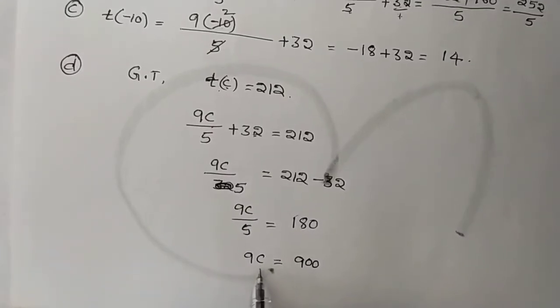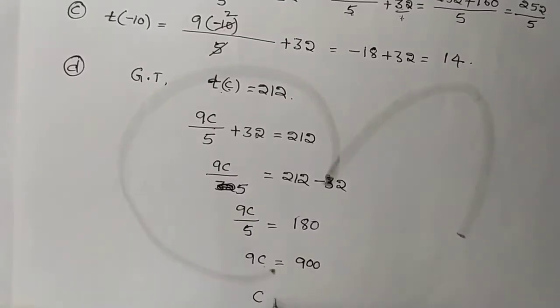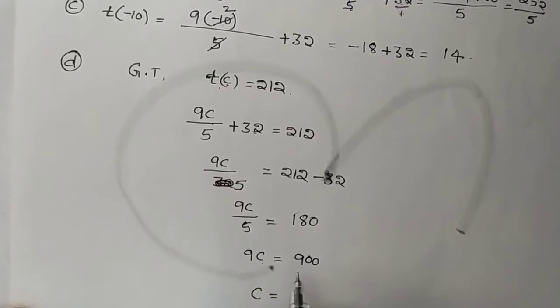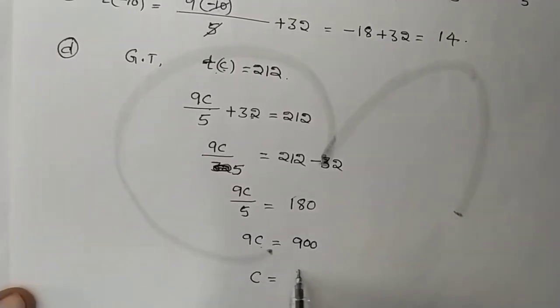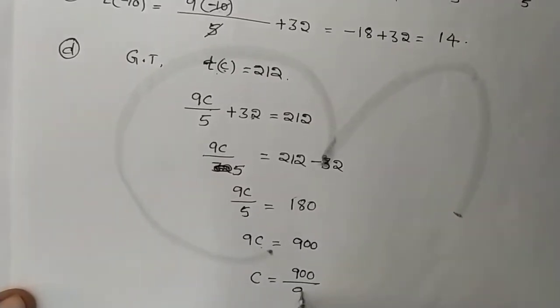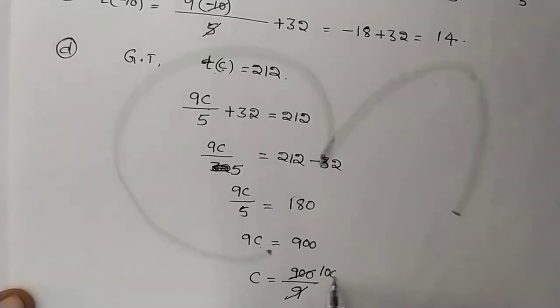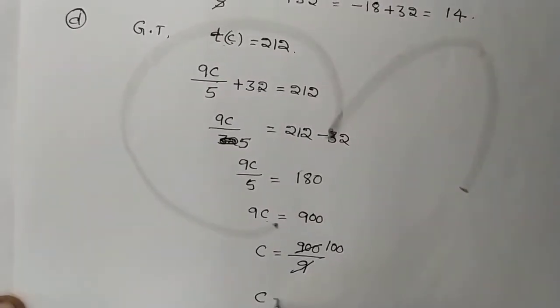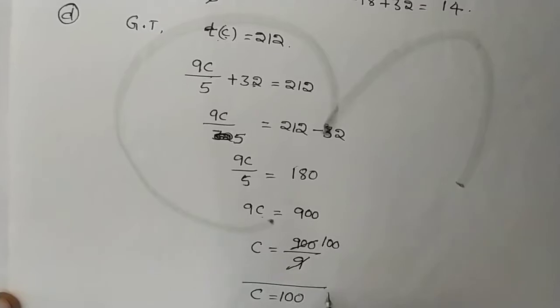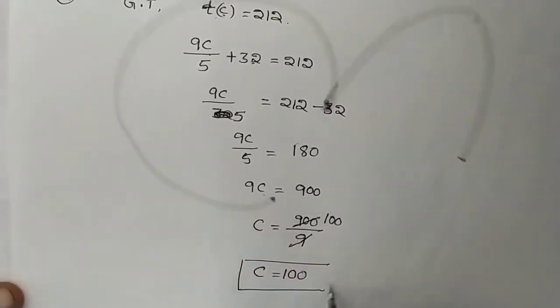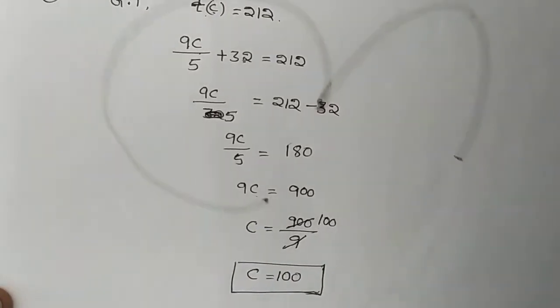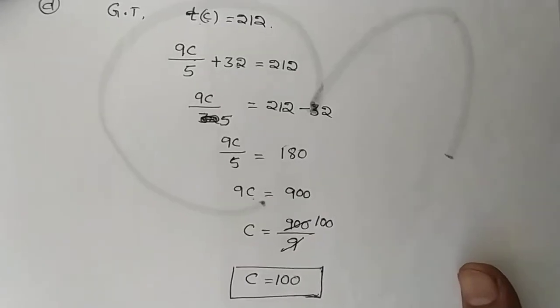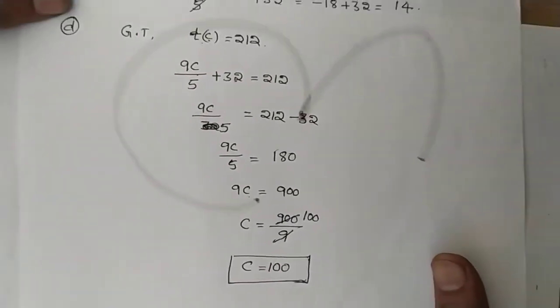Now we want the value of C. C equals, send this 9 to the right, it will divide 900. 900 divided by 9, 9 ones are 9, so 100. Therefore, C equals 100. Hence, it is the value of C.